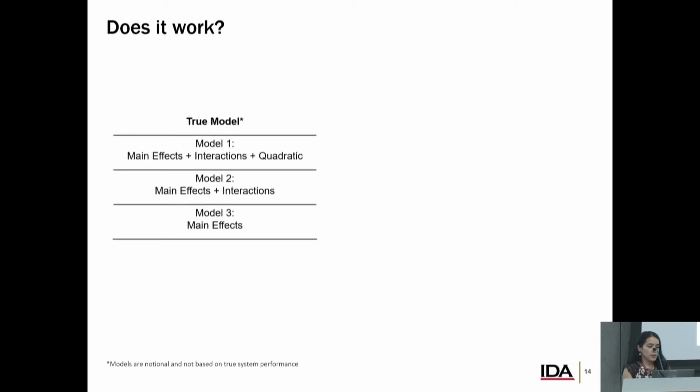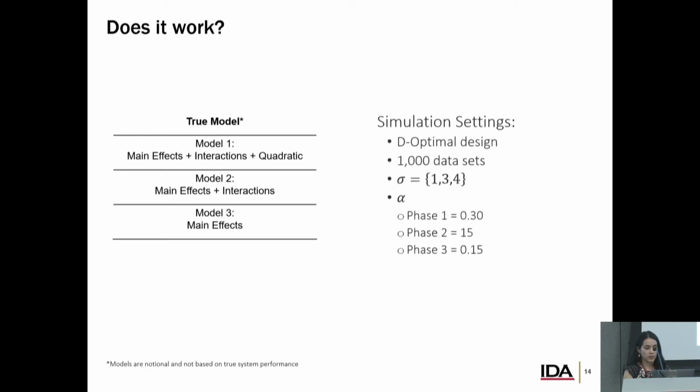Once again, if I do this many, many times in the long run, will it be good, right? So we did another simulation study. In this case, our most complex model will be model 1, main effects, interactions, quadratic terms. Then model 2 will be the main effects and interactions, and model 3 will be just a simple model with main effects. And then we have different simulation settings.